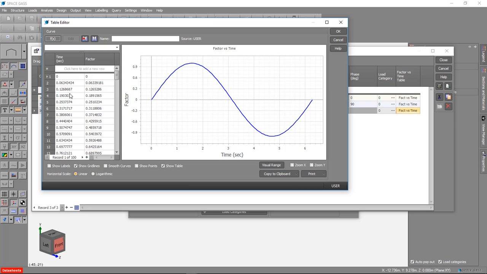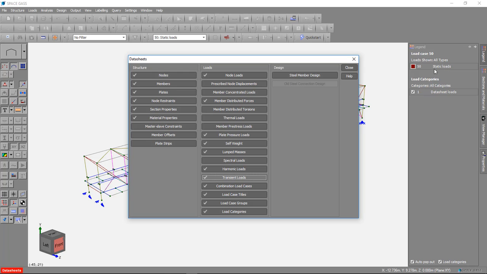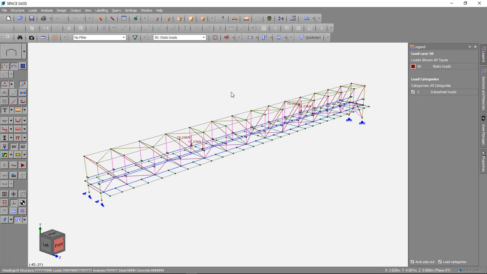Similarly, if you've got this time versus factor data in a spreadsheet or some other program, you can just copy or paste that into the table directly. So now I'm going to switch over to another job and demonstrate a rotational base acceleration.